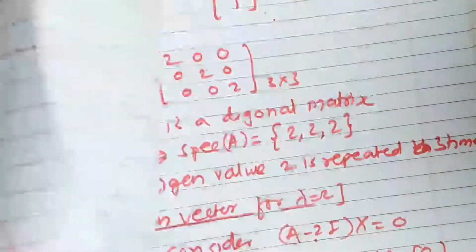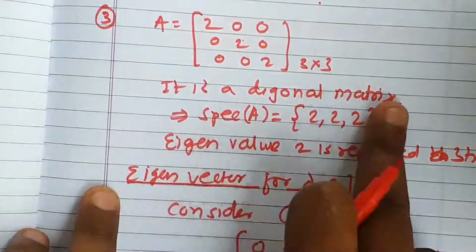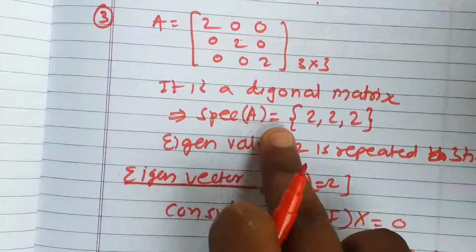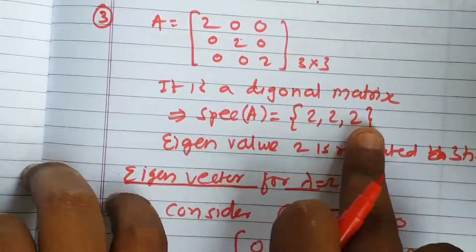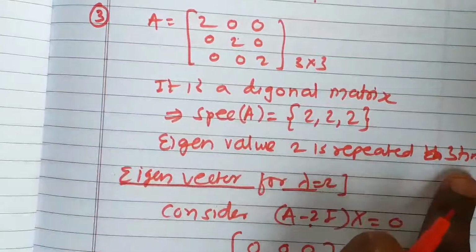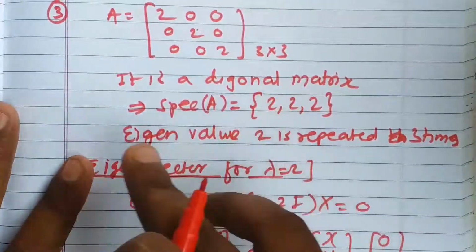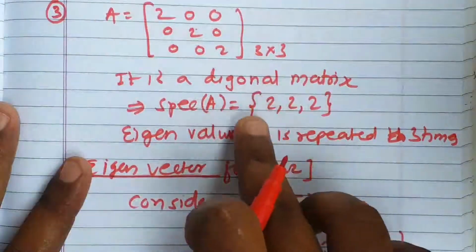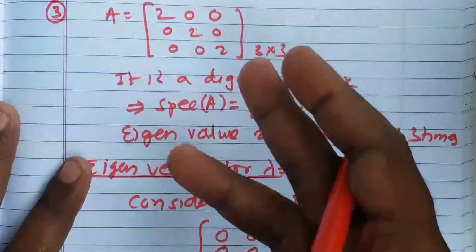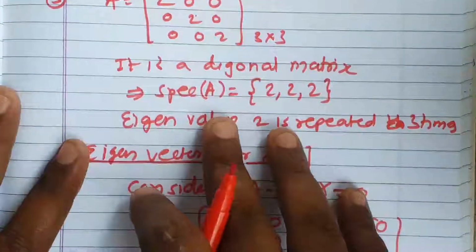Now the last example where the eigenvalue is repeated. It is a diagonal matrix. Since the spectrum of A is the diagonal entries, write the diagonal entries 2, 2, 2. Here the eigenvalue 2 is repeated 3 times, right? So we have only one eigenvalue, and it is repeated 3 times. So we may get one eigenvector, two eigenvectors, or three eigenvectors here. That depends upon the rank of that matrix.